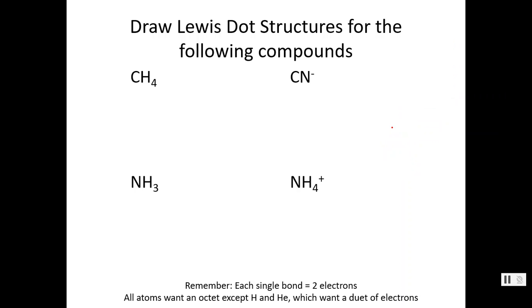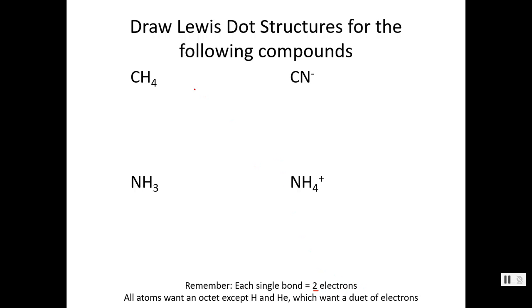I also recommend that you have a copy of the rules for drawing Lewis dot structures from the previous video. And remember that each single bond is equal to 2 electrons, and that a guiding principle for doing Lewis dot structures is that atoms want to have an octet. That means 8 valence electrons around them, except for hydrogen and helium, which want a duet of electrons, and a duet means 2.